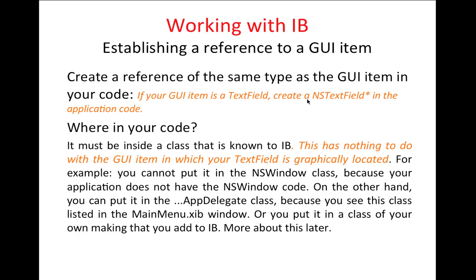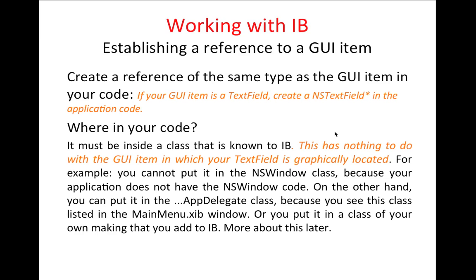So where in the code does that actually go? It must be inside the class that knows about the interface builder. Actually, it can go in any one of the classes. It has nothing to do with the GUI item itself, or where it's graphically located. It just has to go into the class that's actually going to use it.